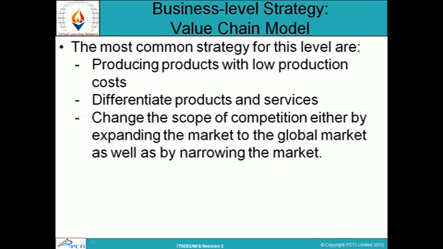Business level strategy includes producing products with low production cost. It is the intention of each and every organization to produce the product with low production cost. Differentiate products and services. Today's scenario provides lots of competition among the same line products, so the differentiation concept will give a new identity to the products and services that a company is going to offer. Change the scope of the competition either by expanding the market to the global market as well as by narrowing the market.